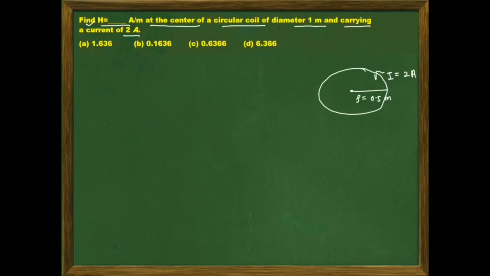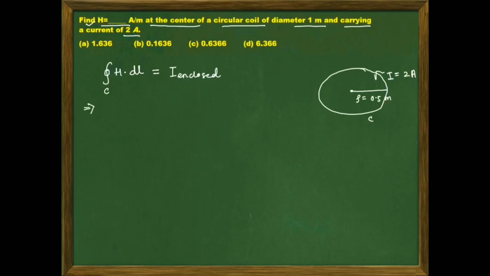Now from Ampere's law we know that the line integral of H over a closed curve C, let's say this one is C, equal to the I enclosed.